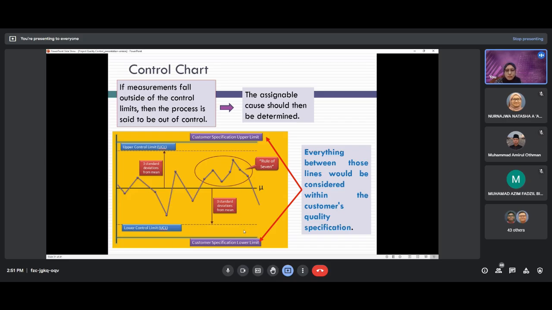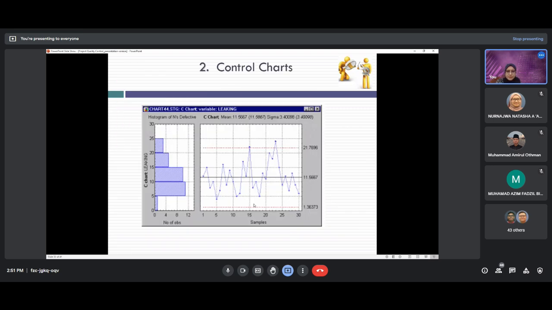Okay, so this is the control chart. A control chart is actually stating whether your project or your product is in control. Okay, so if it's out of control, it means one of the data is outside the boundaries. Therefore you need to take the necessary measures to make sure that the data is kept within the limits.